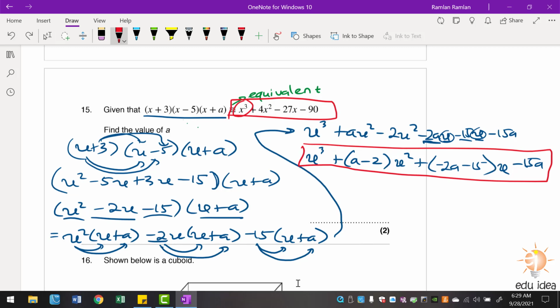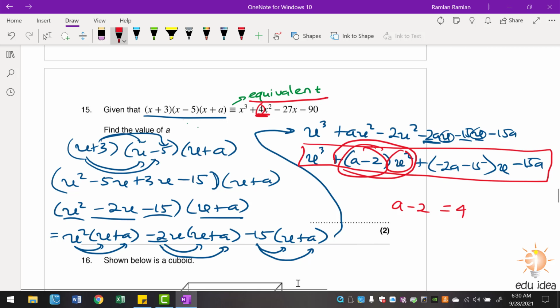Okay, so for example, for this one, the term that has an x squared in here is 4x squared, which means that a minus 2 will be equal to 4. Can you see that? Where do I get this? Because in here the coefficient of x squared is 4, which means that because they are equivalent, in here the coefficient of x squared should also be 4, so this guy is going to be equal to 4. Okay, does that make sense?